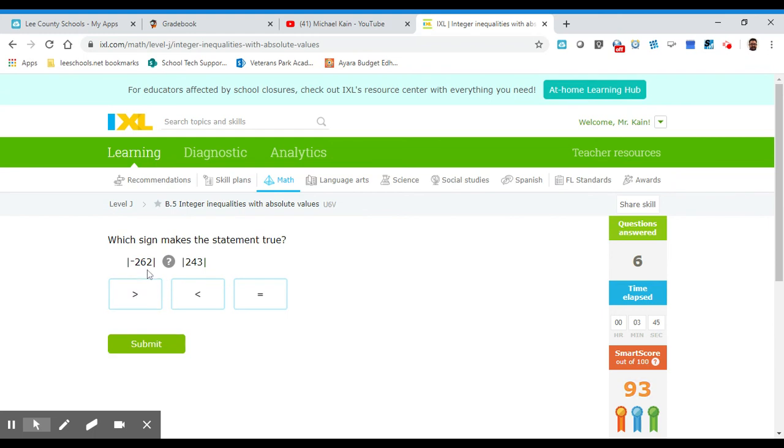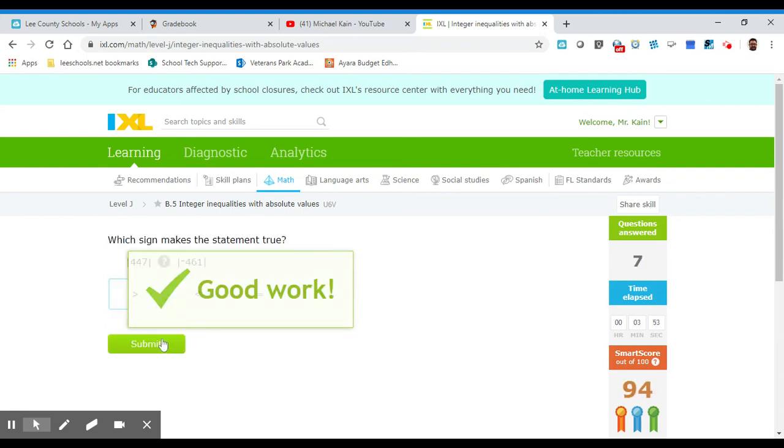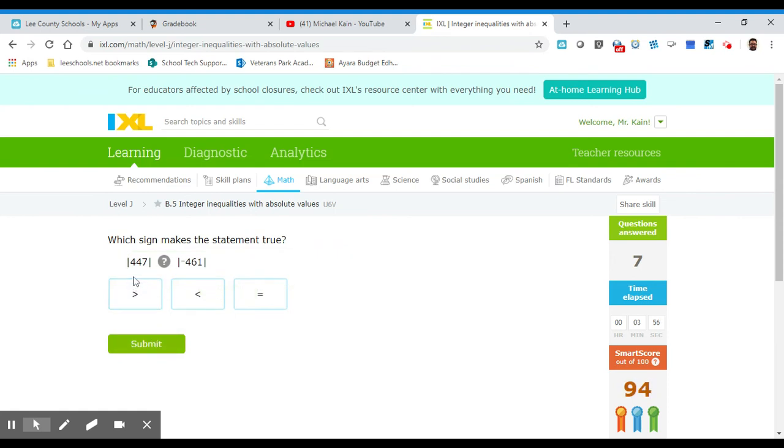Okay, so what do we have? We have positive 262, positive 243. So the mouth is going to eat the larger one, which is this one. Okay, let's do one more. 447, 461, 461 wins, right? Let's finish it off. Let's get 100.